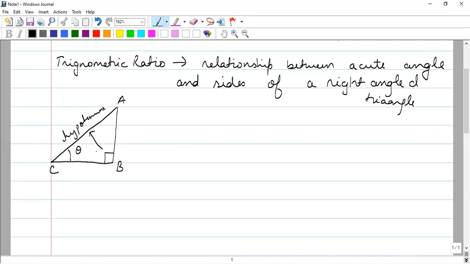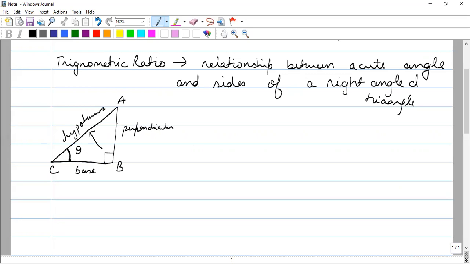Now how to decide which will be base and which will be perpendicular? So in trigonometry, the angle which we have to observe, here we have to observe the angle C, the theta angle. The theta angle is formed between the hypotenuse and the base. Therefore, in the given situation, BC will become the base and AB will become the perpendicular.